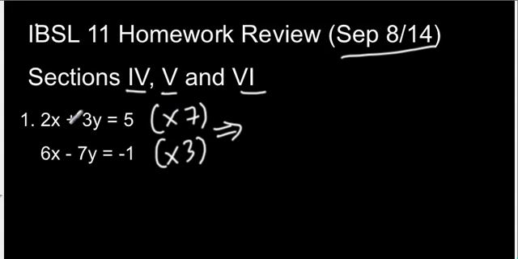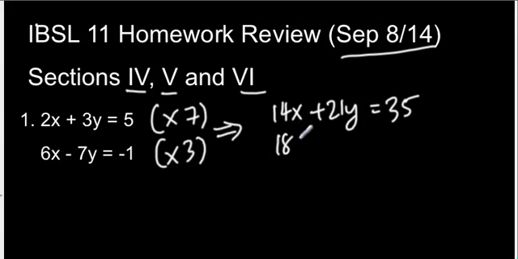So if we multiply the top one by 7, we get 2 times 7, which is 14x, 3 times 7, which is 21y, and that is equal to 5 times 7, which is 35. Now let's do the bottom. So it's 6x times 3, which is 18x, negative 7y times 3, which is negative 21y, and that's equal to negative 1 times 3, which is negative 3.